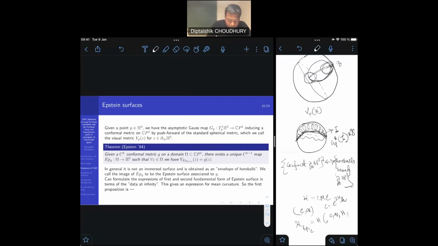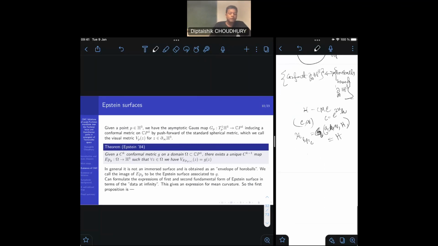And actually what you do is take C to be some e power 2u times the hyperbolic metric in the conformal class, and thus you could replace this C with the parameter H and u, and you want this to be equal to H. Call this function G, and you want to solve for this function.